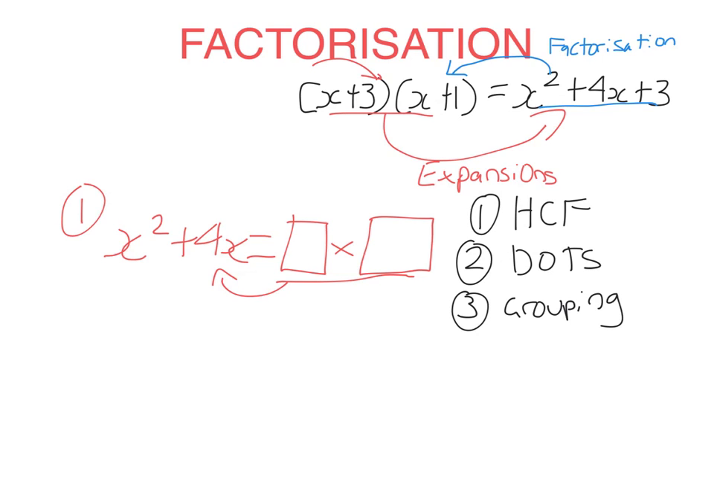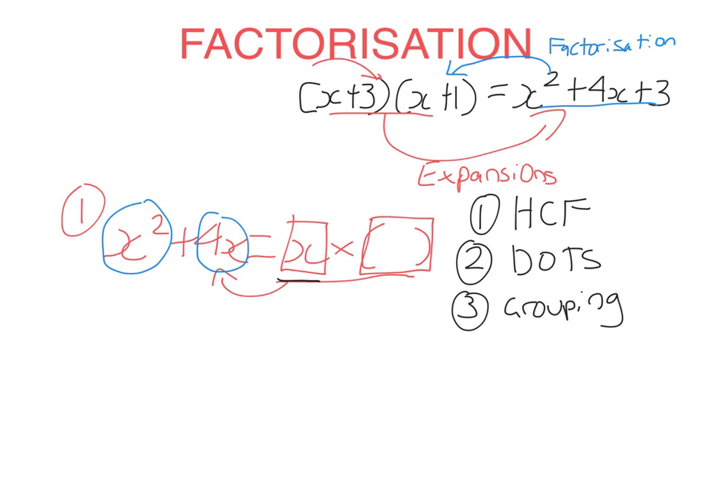Just as a quick aside, in case you don't remember, terms are things separated by plus and minus signs. So this is a term and this is a term. So they have a common factor of x. So what I do is I write x in the first box. That should always be the highest common factor. Then in the second box I put brackets like this, and then I go to each of the original terms and ask, what do I need to times by x to get that term?